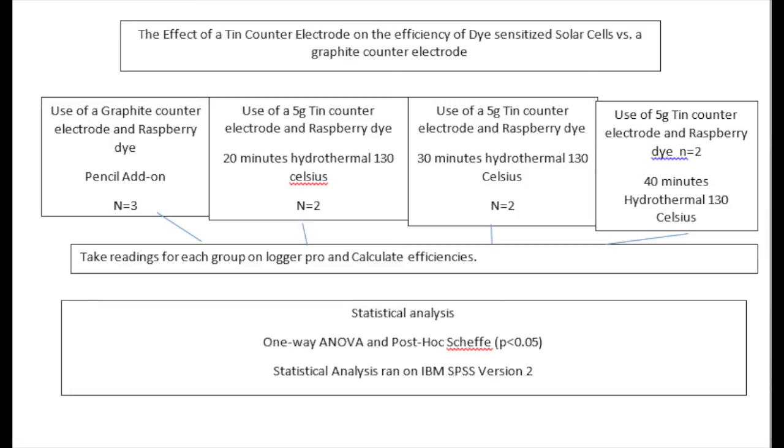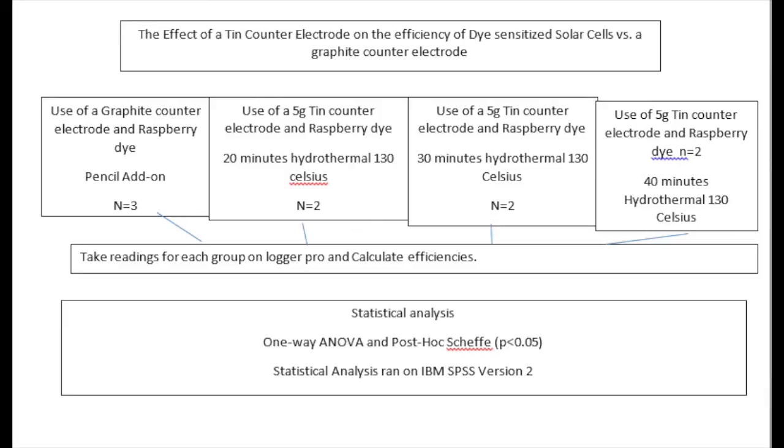My experiment will be split up into 4 groups. The first group will use a graphite counterelectrode and a raspberry dye. The graphite counterelectrode will be added on using a pencil onto the FTO glass. 3 dye-sensitized solar cells will be made for this group. The next group will use 5 grams of a tin counterelectrode and raspberry dye. It will be added on to the fluorine tin oxide glass for 20 minutes by hydrothermal means at 130 degrees Celsius. 2 dye-sensitized solar cells will be made for this experiment.